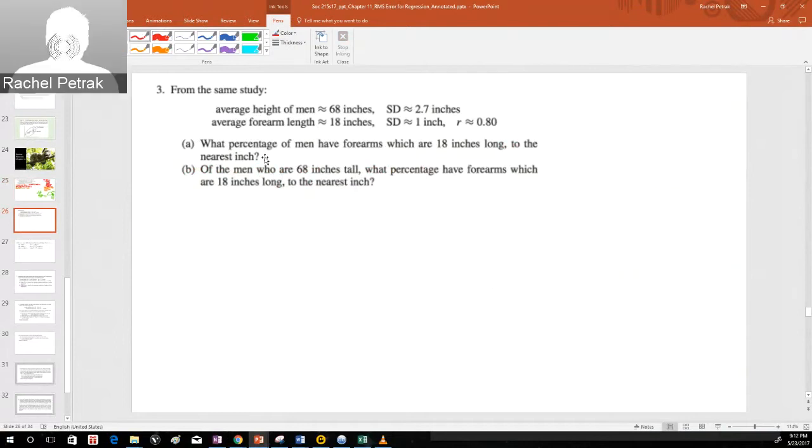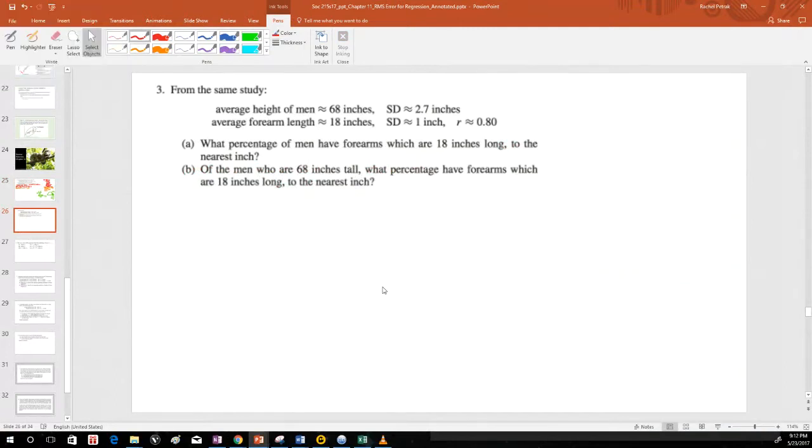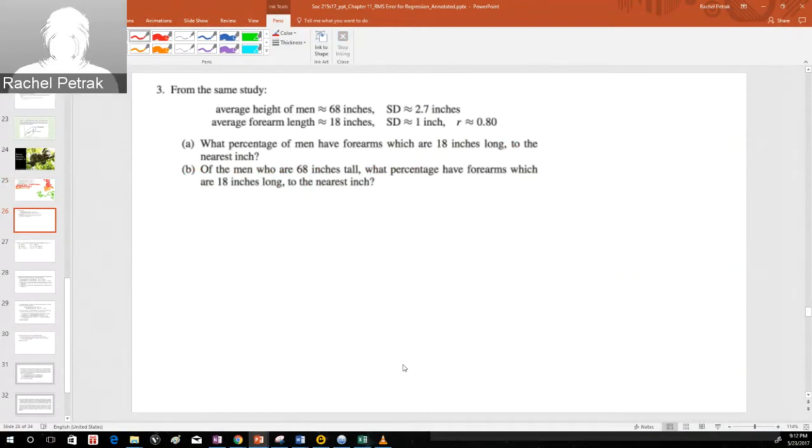And if we get our 1 minus r squared value here, exactly, it would be around 34%.